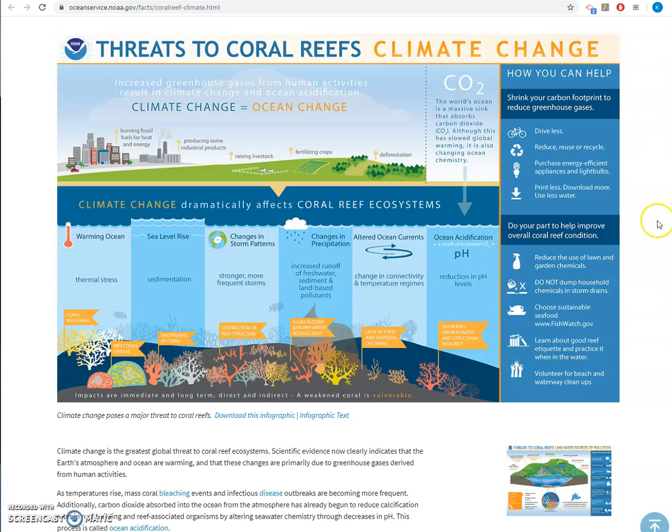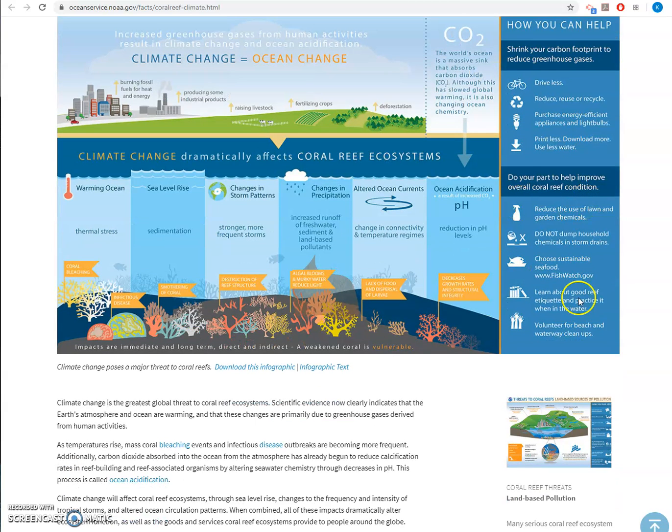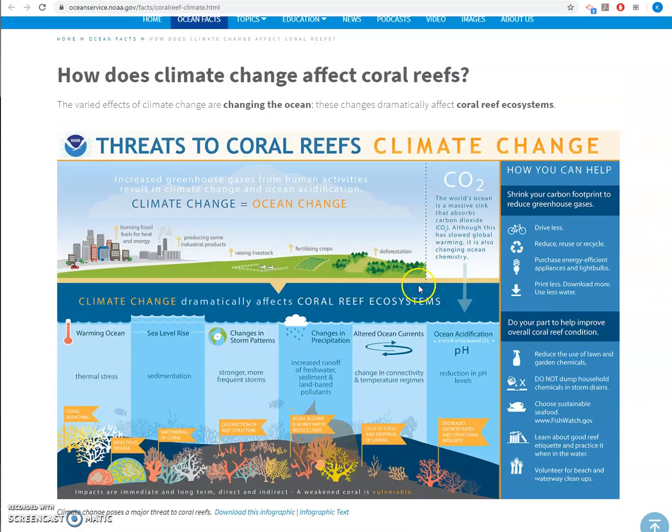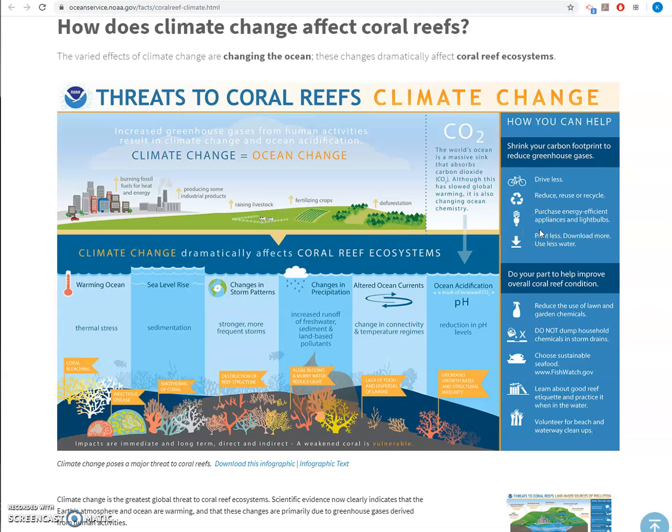So if you're looking at what can we do, there's some things that you can do, right? So these are the basics, right? Drive less, reduce, reuse, recycle, use energy efficient stuff, don't print as much, don't use water, that kind of stuff. But what can you do for your reef? You and I in Ohio are not going to affect coral reefs terribly much. But what we can do is be mindful of what we do globally to just limit climate change at all, right? So what we do locally can affect the global environment. Now, if you as one person start riding your bike to school every day, you're probably not going to save the coral reefs. But if lots of people do it, then we could.